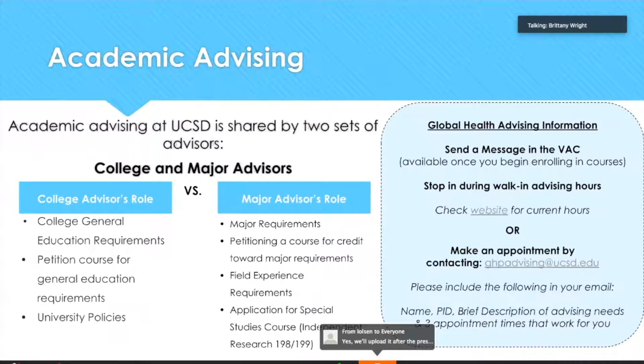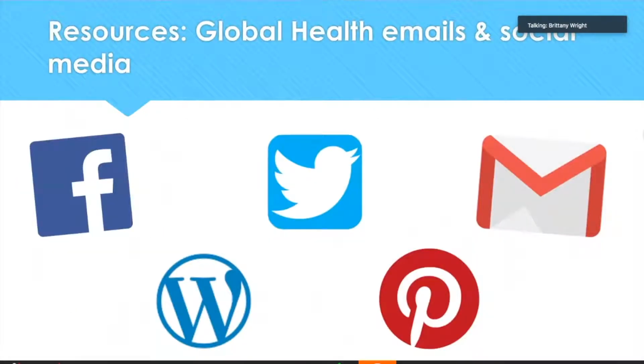Right now, those are Tuesday, Wednesday, and Thursday from 8:30 to 11:30. Or you can make an appointment by contacting us at ghpadvising@ucsd.edu. And you'll want to include your name, your PID, the reason you want to meet, and 3 appointment times that work for you. We don't schedule appointments during walk-in advising hours.